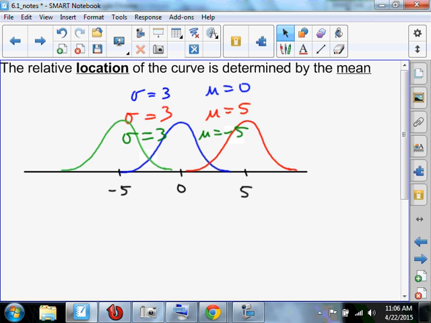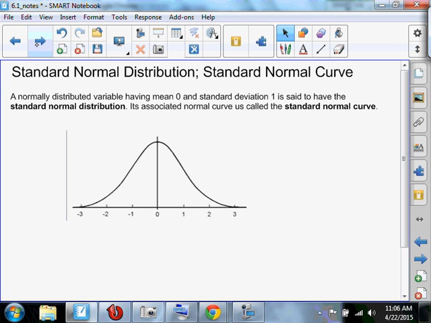Now, one of these is special. We talked about this in an earlier chapter. The blue one's a standardized normal distribution. When you standardize it, I don't know if you remember this, a standard normal distribution has a mean of 0 and a standard deviation of 1. Remember talking about that a while ago? Okay. So the standard normal distribution has a mean of 0 and a standard deviation of 1. And this is actually a picture of the standardized normal curve. Okay.